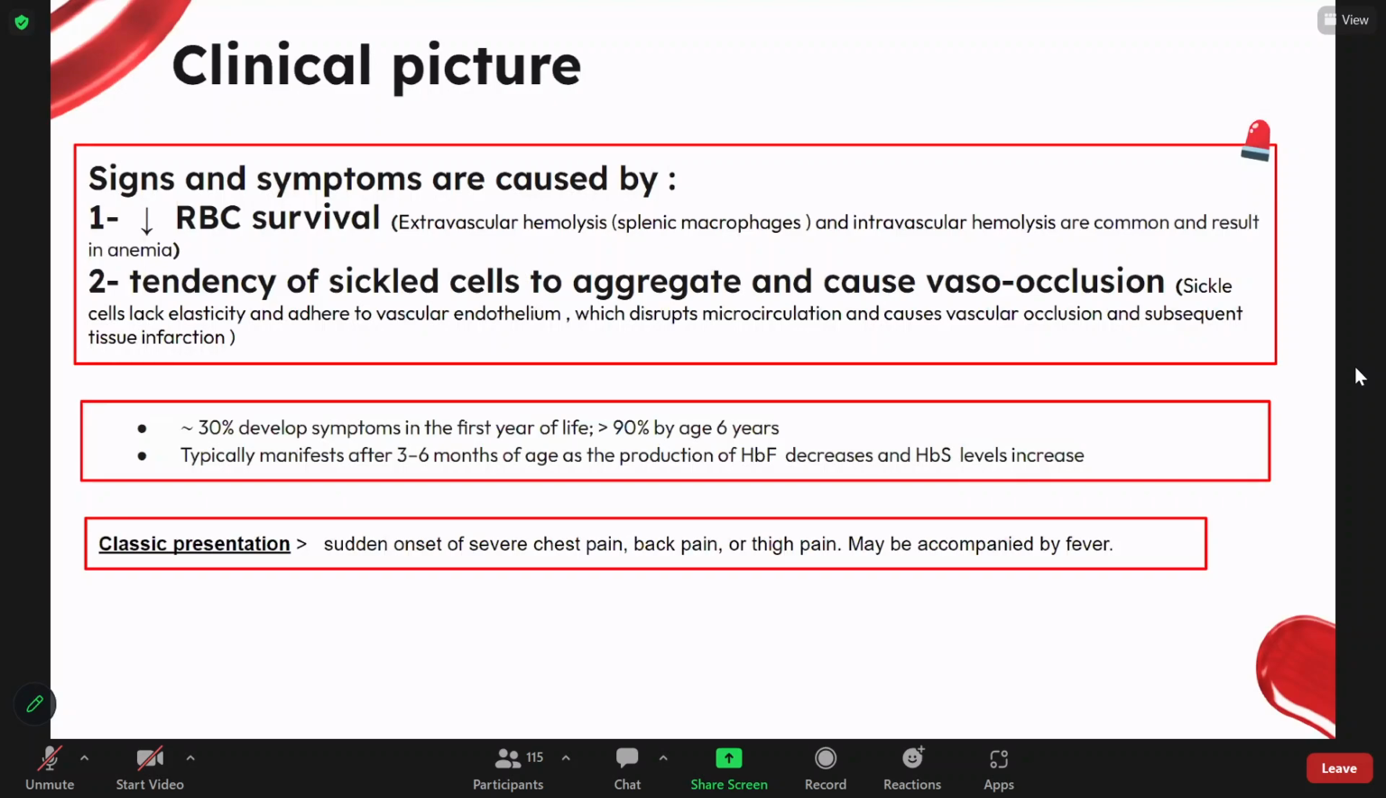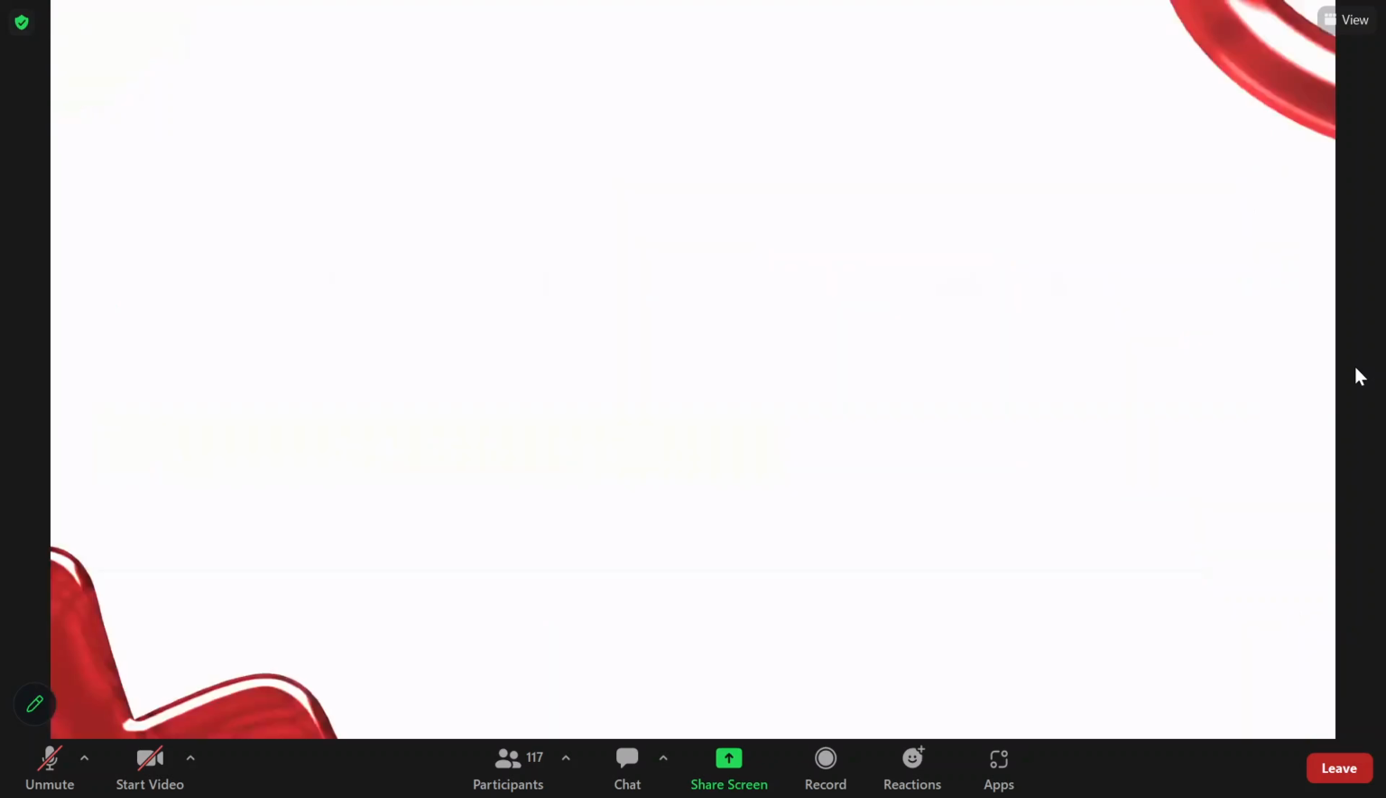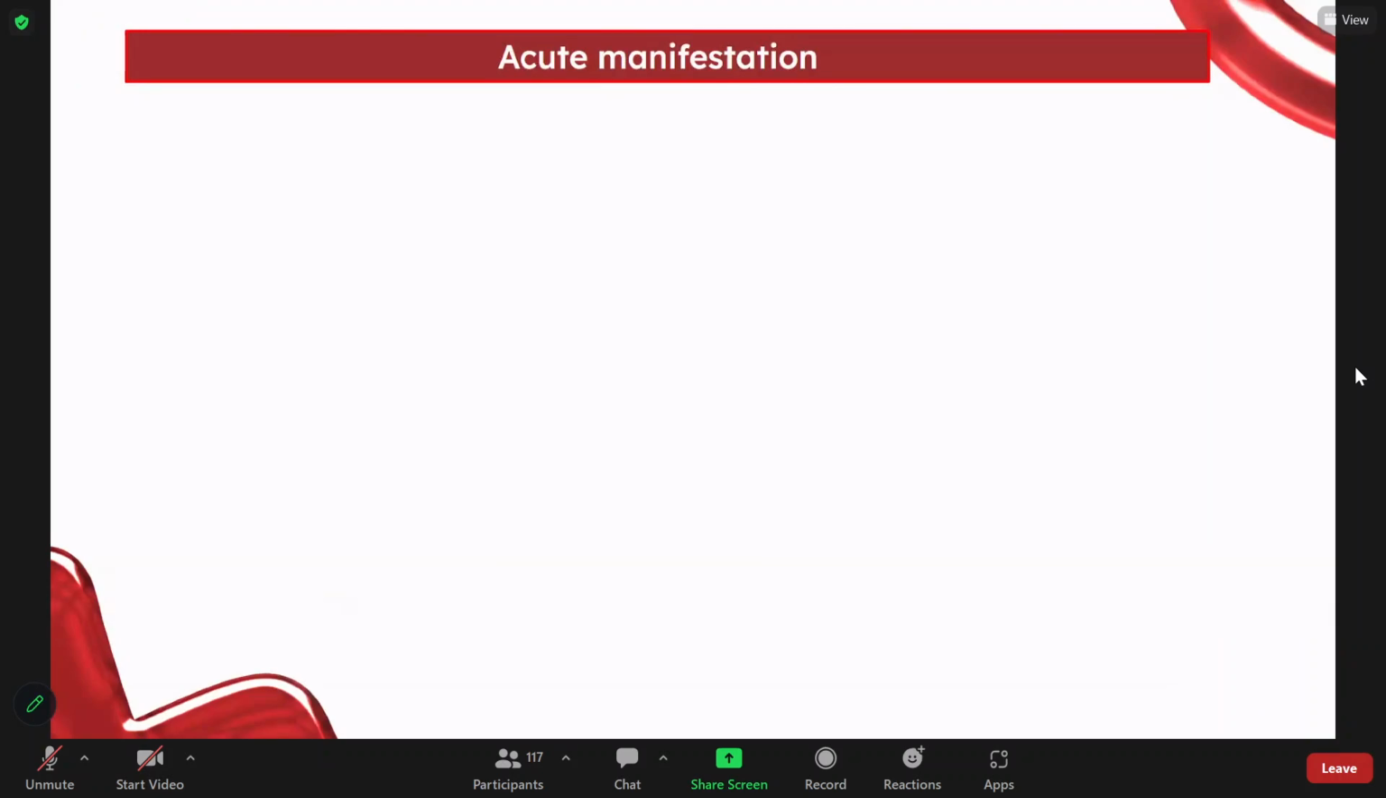For the classic presentation, the patient will present with sudden onset of severe chest pain, back pain, or thigh pain, and may be accompanied by fever, as it's the classic manifestation of vaso-occlusive crisis, which I will explain in the next slide. In childhood, dactylitis may be the first presentation, and most cases present at the age of 6. So we will classify the manifestations into acute and chronic manifestations.